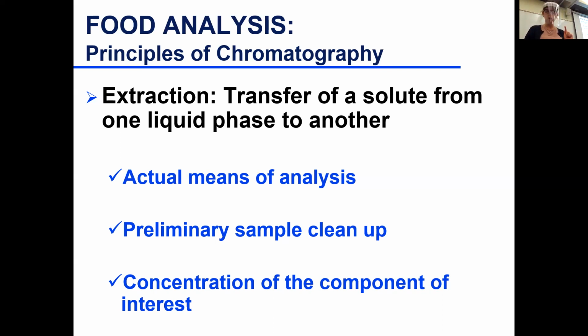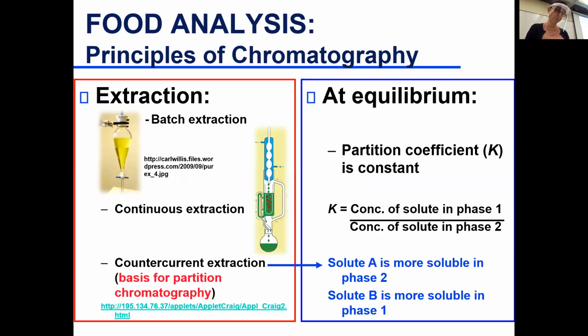Now, why do we care? Let me demonstrate extraction for you. First of all, extraction can be batch extraction. You would have a separation funnel or a specific flask you use in fat analysis called the Mojonnier flask. In there, you put two different phases, let's say aqueous and organic, and then you mix, shake, and your compound of interest might be in the organic phase. Then you can separate, take the organic phase, and analyze further.